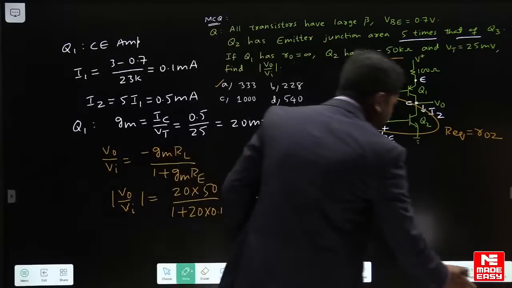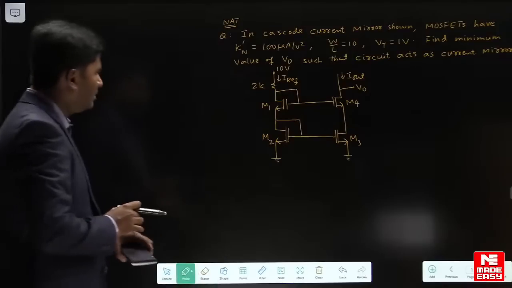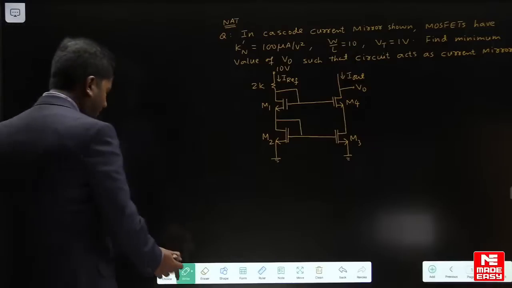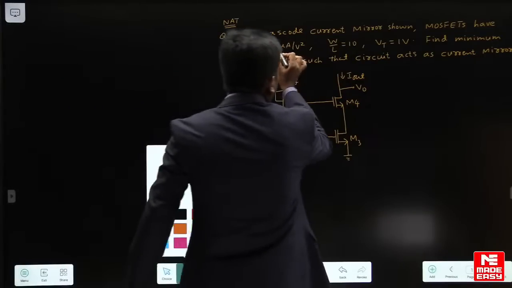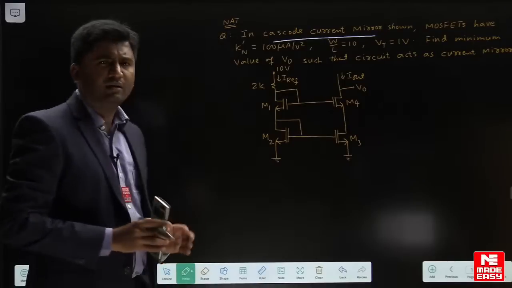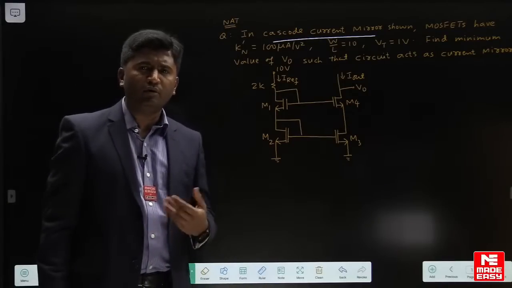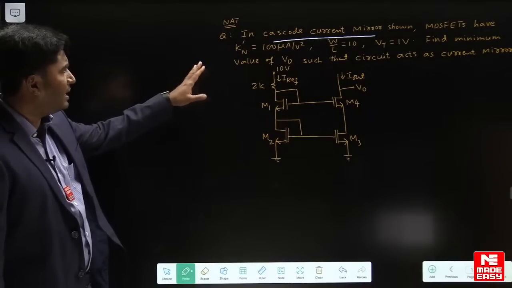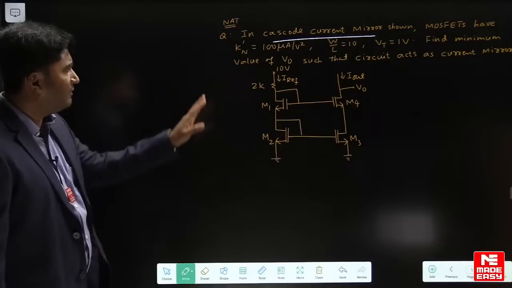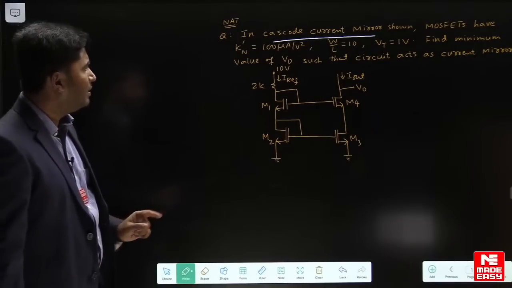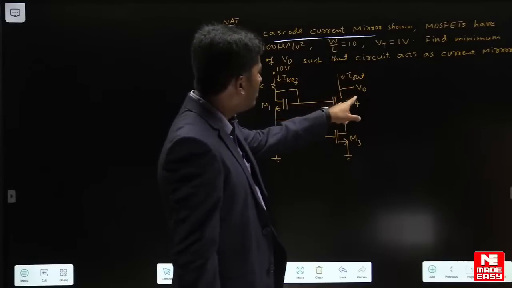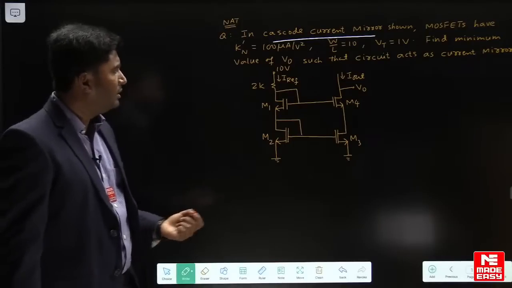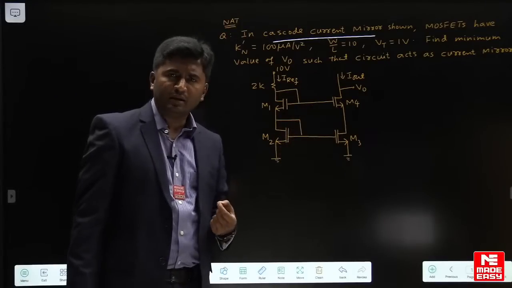Let's move to the next question. Now this question is based on cascode current mirror. This type of circuit is called a cascode current mirror. It is a type of MOSFET current mirror. And all MOSFETs have Kn dash 100 micro and W by L given 10, threshold voltage 1 volt. We have to find the minimum value of V0 such that the circuit acts as a current mirror. Okay, we should find out what should be the minimum V0 value such that the circuit acts like a current mirror.